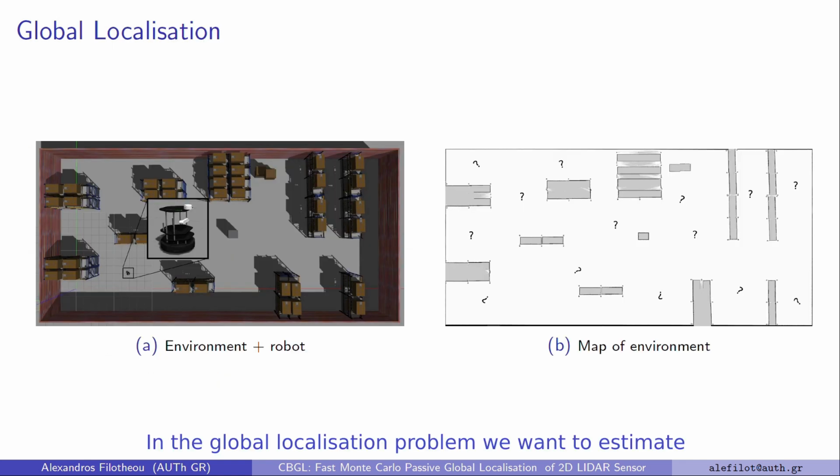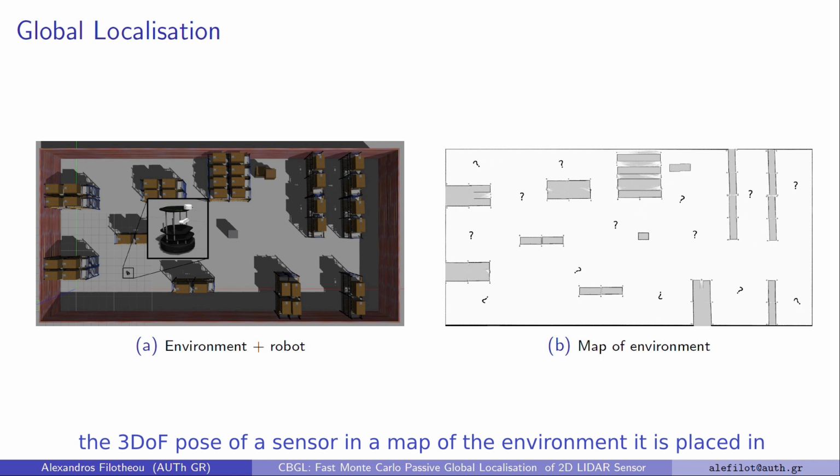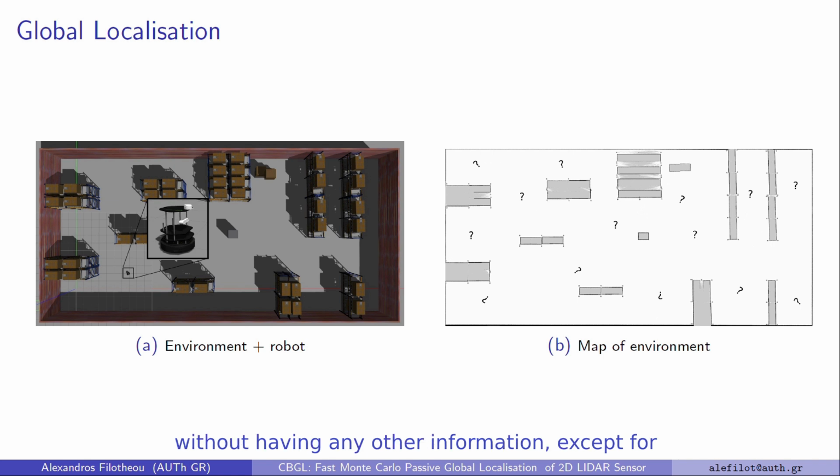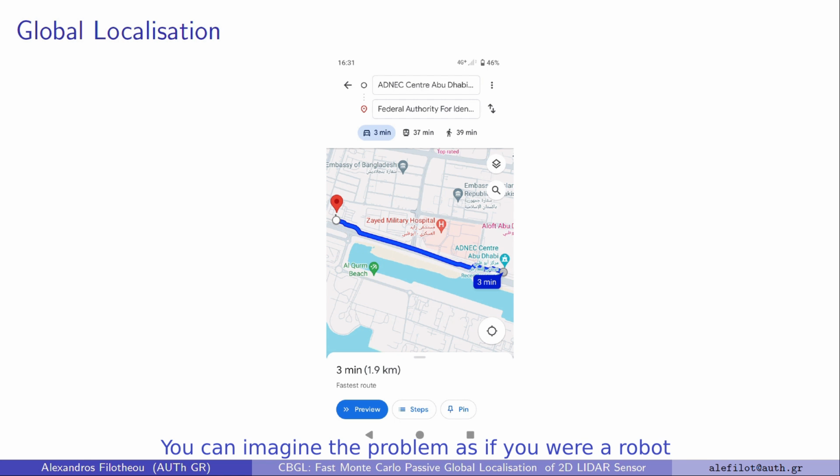In the global localization problem, we want to estimate the 3 degree of freedom pose of a sensor in a map of the environment it is placed in without having any other information except for the map itself and measurements from the sensor. You can imagine the problem as if you were a robot and you just opened up robotic Google Maps but without the satellites. You must first know what your location and orientation are in the space you are navigating in for any subsequent autonomous navigation to occur, and this is what makes solving this problem important.